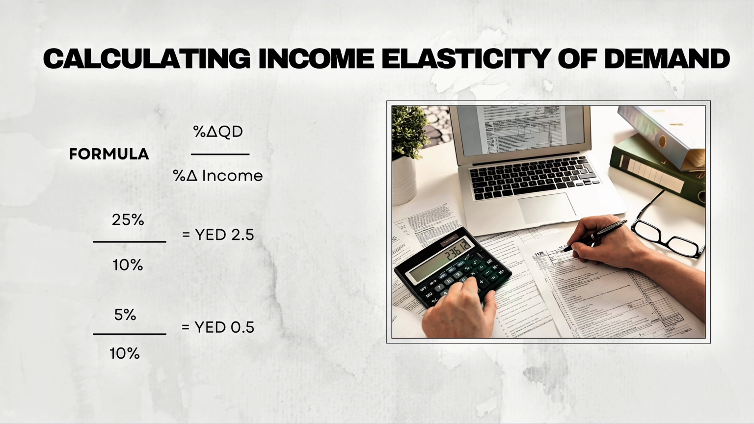On the other hand, if the percentage change to quantity demanded is 5%, divided by the change in income of 10%, this will get us a YED of 0.5. In this example, every 1% increase in incomes will result in an increase of this good by 0.5%. This means it is income inelastic.